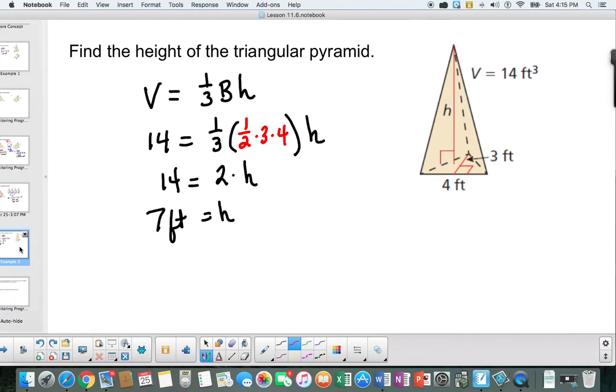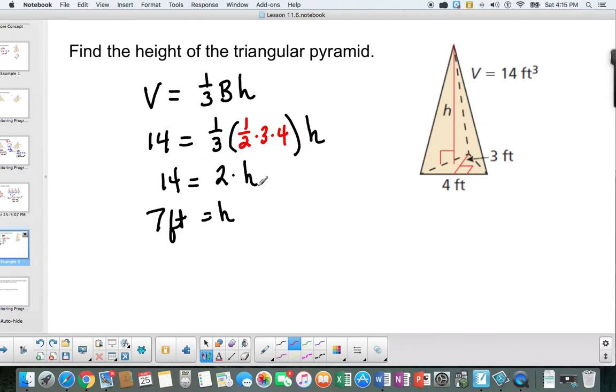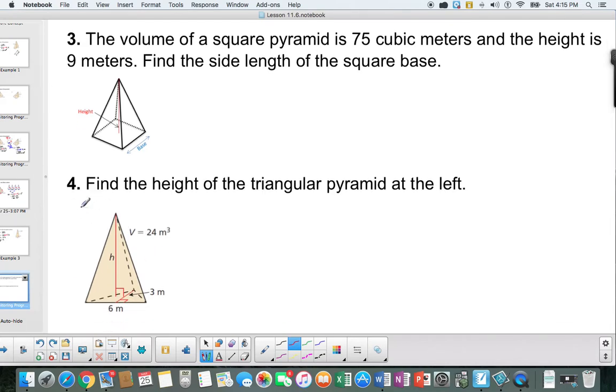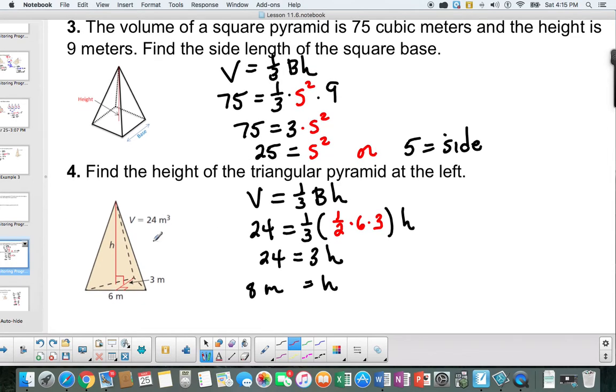This time they're giving us the volume and they want us to find a height. So again, write out the formula, substitute the items that you know, and then solve for what you don't know. Your turn. Go ahead and stop the screencast and see what you can do. And here are the answers.